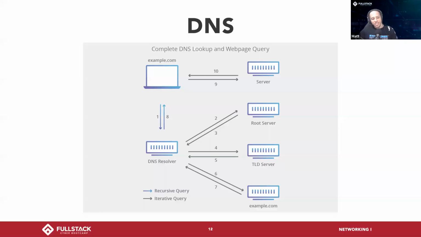Once we do all of this, we're going to save that IP address in cache so that we don't have to do everything over again. Maybe we'll save it for a few hours or a few days so that next time you want to go to example.com, your computer already knows what the IP address is.